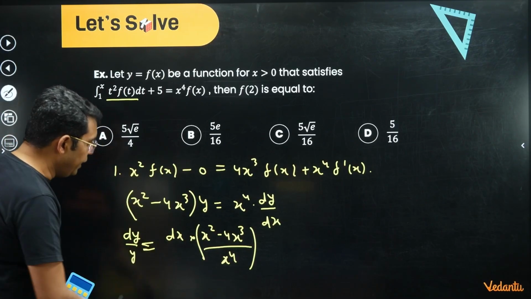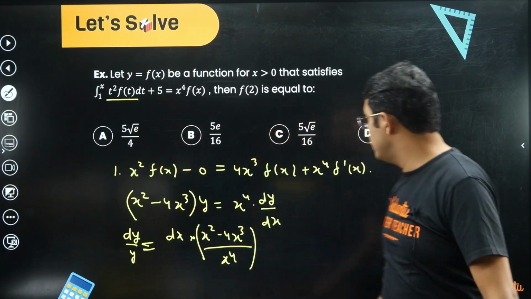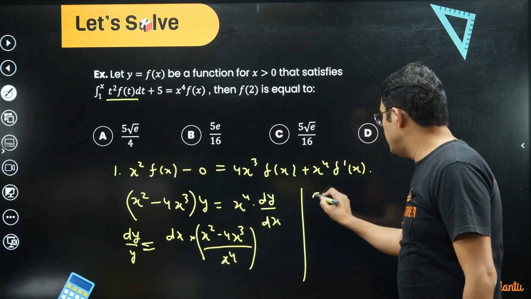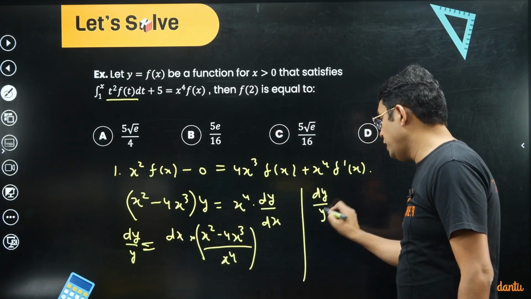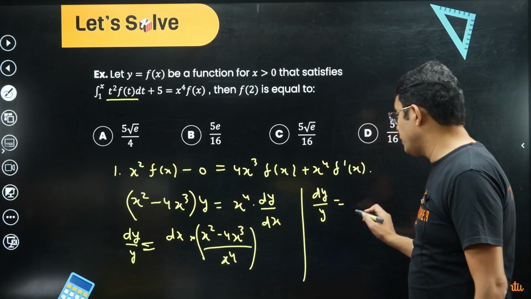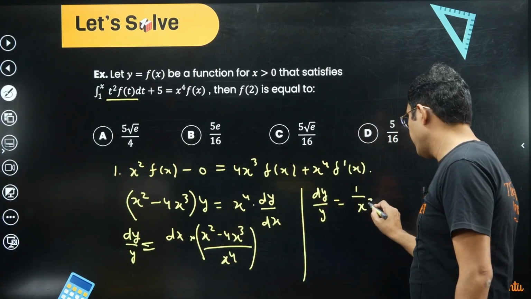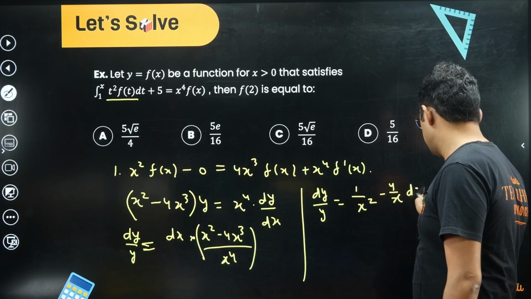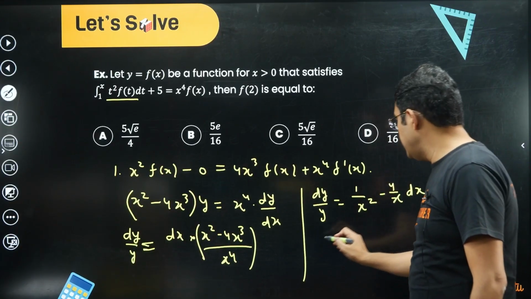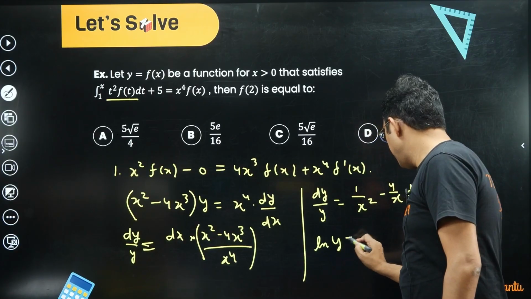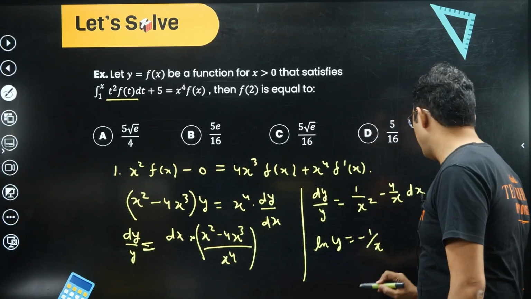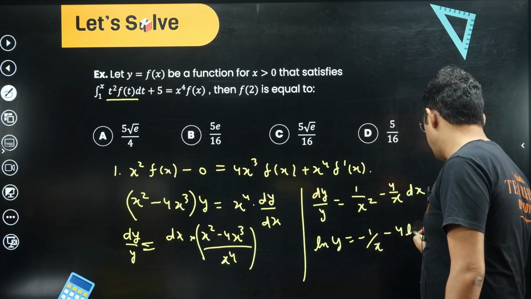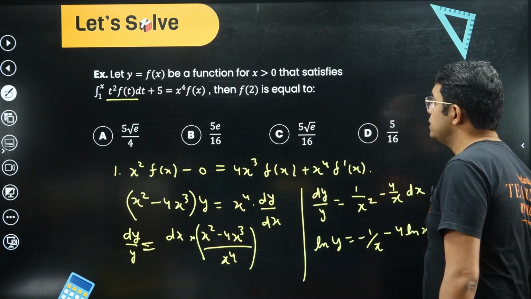Now we just have to integrate it. But before that, one more step to simplify. dy upon y is equal to x squared upon x to the power 4, which is 1 upon x squared, minus 4 upon x, dx. So the integration gives ln y equals minus 1 upon x minus 4 ln x plus some constant c.